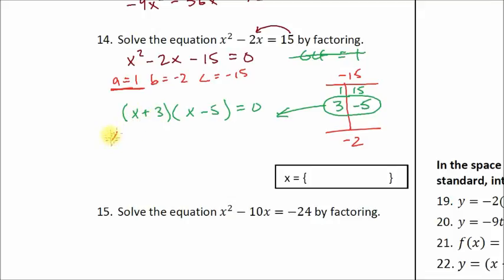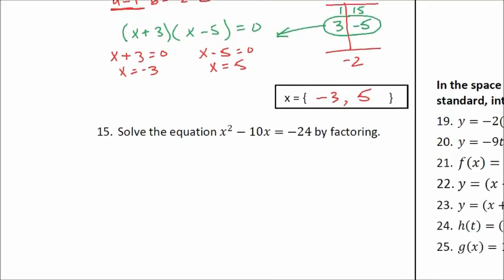X plus 3 equals 0. That means x equals negative 3. And what makes x minus 5 equal to 0? That is x equals 5. So our solutions are negative 3 and positive 5. Let's do the next one.